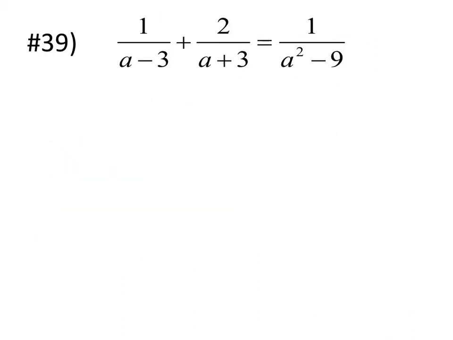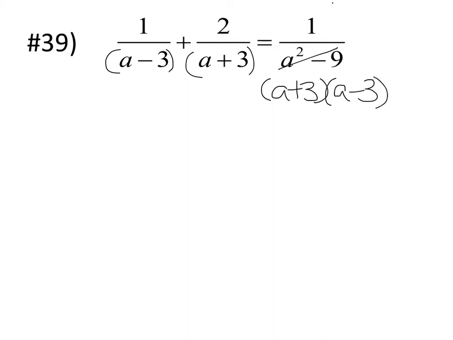All right. First thing you have to do here is put these in parentheses. And this is difference of squares, guys. Hopefully you recognize that by now. A plus 3, A minus 3. So your LCD is A plus 3 times A minus 3, right? Multiply that times each piece.